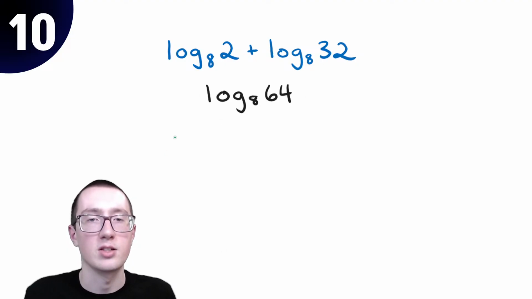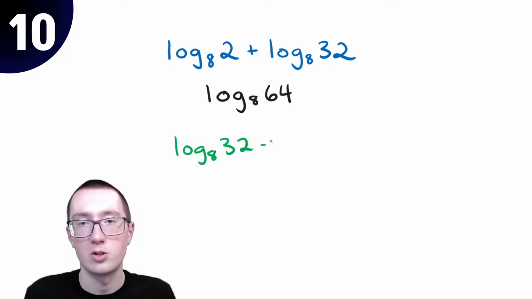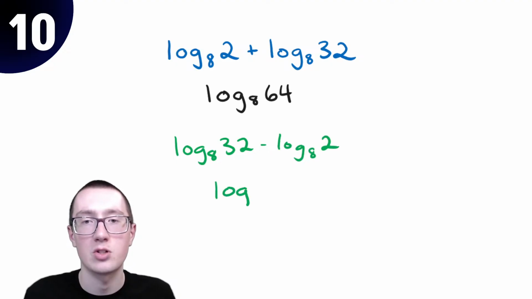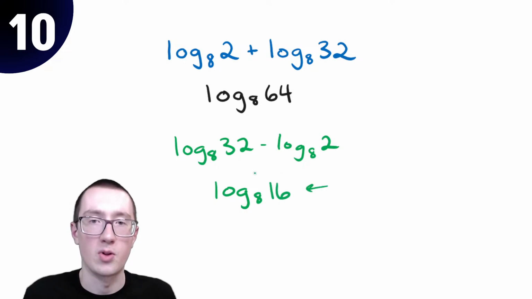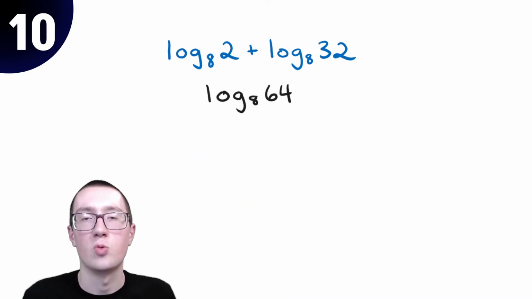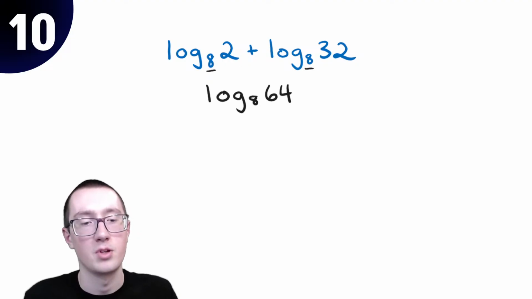If these were subtracted, like for example, let's say we had log base 8 of 32 minus log base 8 of 2. If you subtract them, then it's the same thing, except you would divide instead of multiply. So you would do 32 divided by 2, which is 16. And this would be your new super log. So that's one thing that you can do with logarithms, as long as they have the same small number.